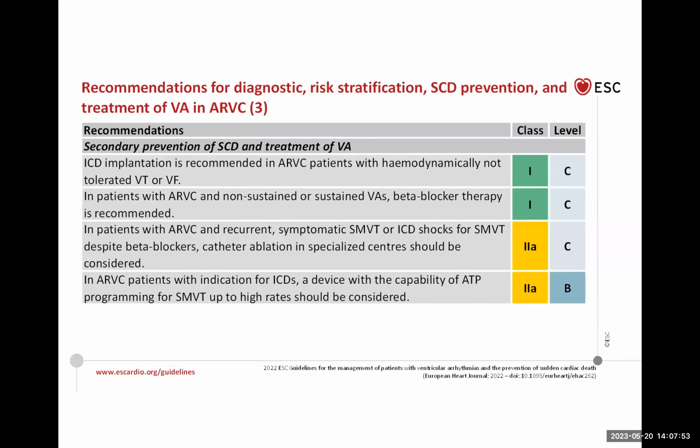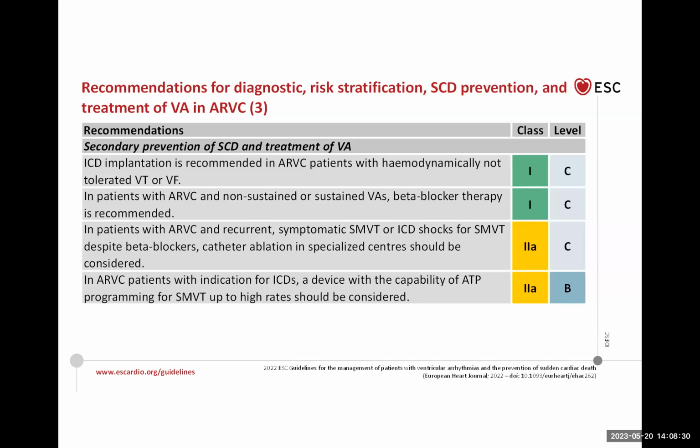If they already have hemodynamically unstable VT or VF, i.e. survivors of sudden cardiac death, they have an indication for ICD. Patients with ARVCD and non-sustained or sustained ventricular tachycardia should actually have beta blocker therapy. In patients with ARVCD who have recurrent symptomatic monomorphic VT or ICD shocks, catheter ablation should be considered. And again, for a patient with an indication for ICD, device therapy with ATP is recommended.